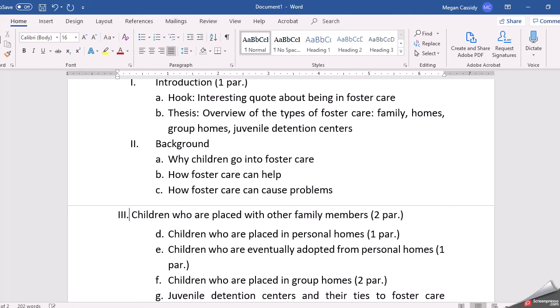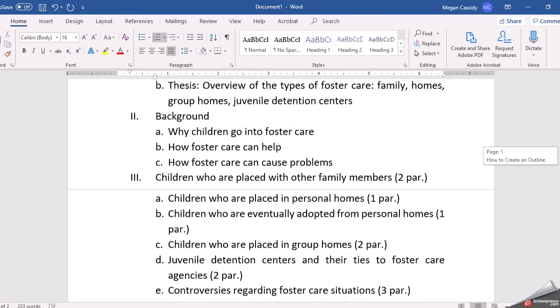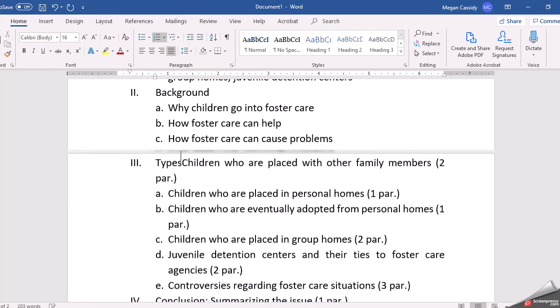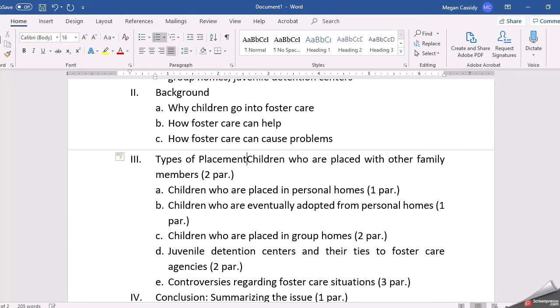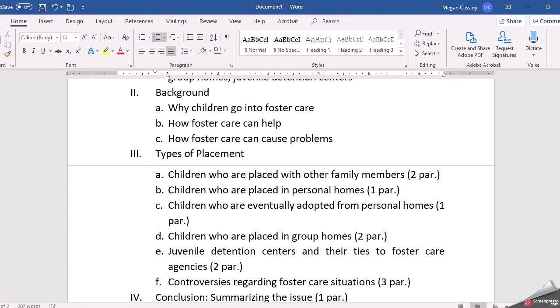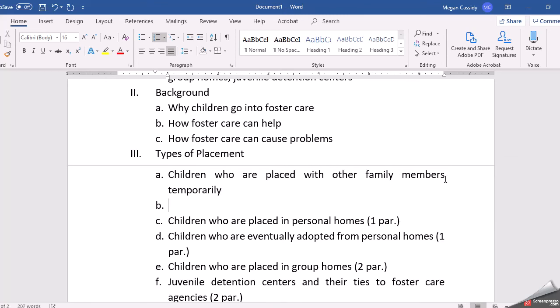Then my next section is going to be types of placement. Now each letter again, children who are placed with family members. Let's say the first one is temporary, then permanent placement with other family members. Then I have placed in personal homes is already 1 paragraph long, and so is being adopted. So I'll keep that.